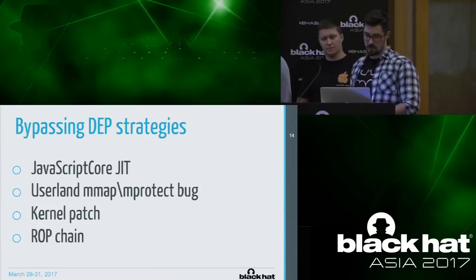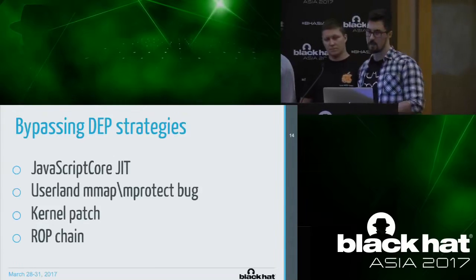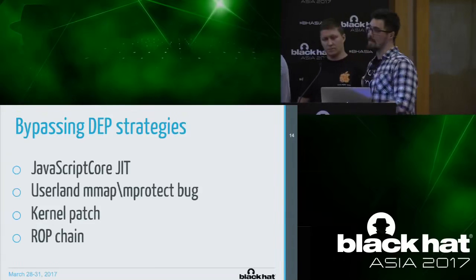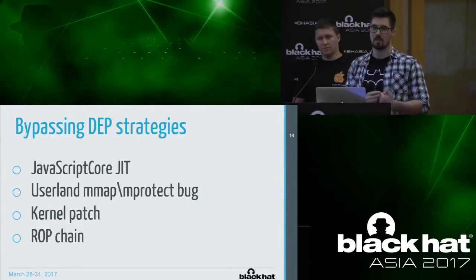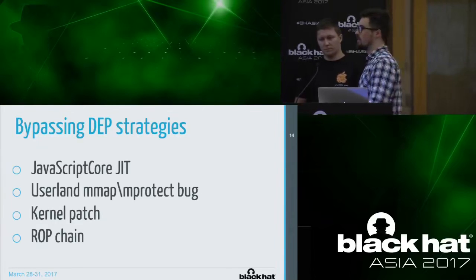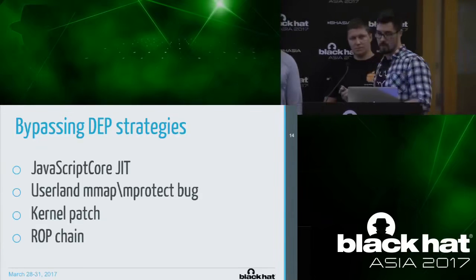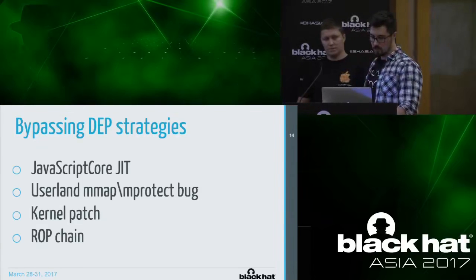Of course, we can do a kernel patch. With a kernel patch, we can override vm_map_enter and vm_map_protect, and with this easily allocate readable, writable, executable pages in userland. If there are no other options, ROP is still an option, return-oriented programming.